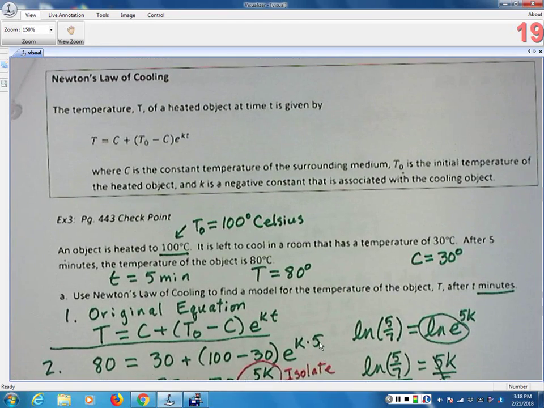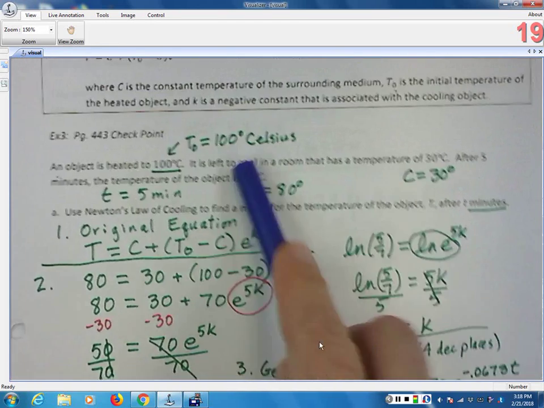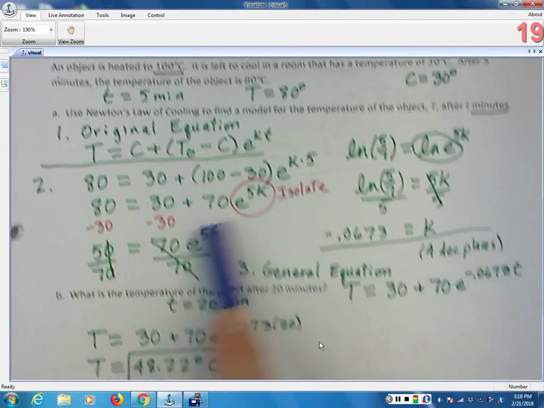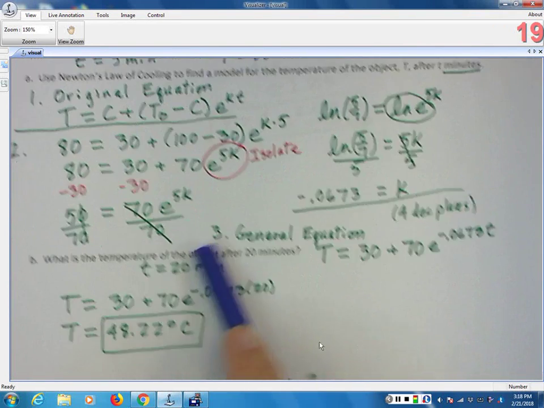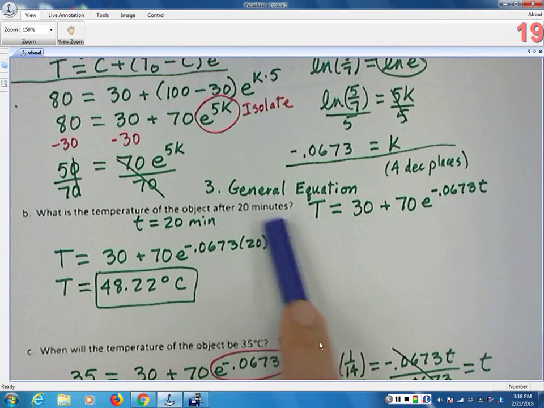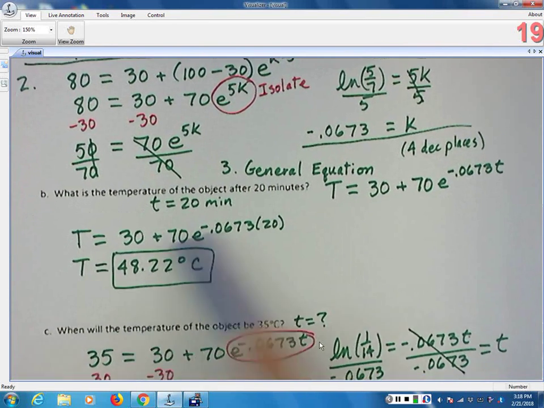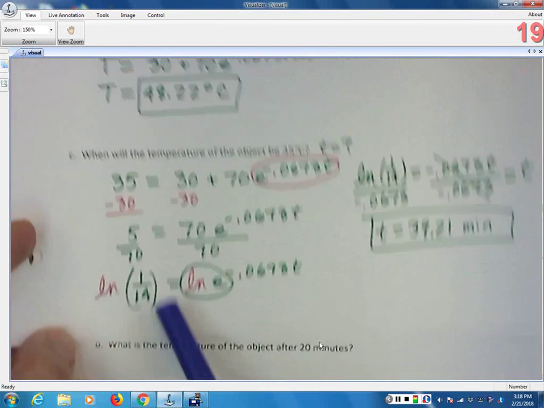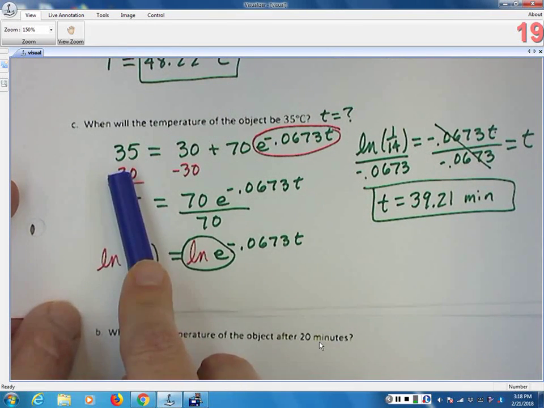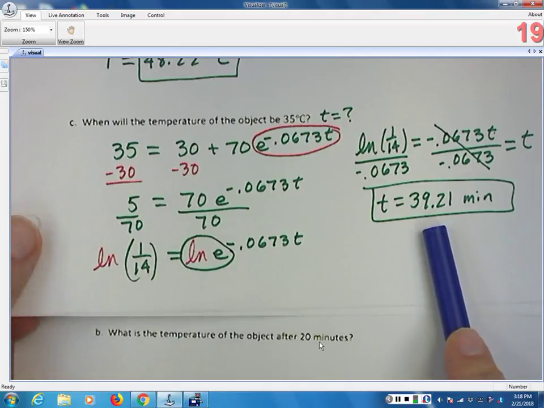Newton's law of cooling. Here's the thing, you have to identify everything, put everything into the original equation, solve for your K like we did before, which allows us to write a general equation. And then it asks some questions, and you can use that general equation. And then when will the temperature be 35, and then you solve it logarithmically. So this is posted as a build-in note.